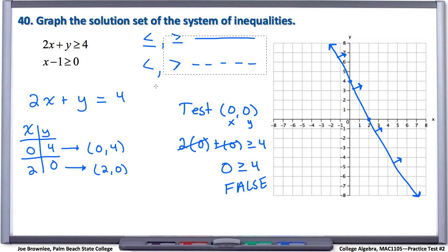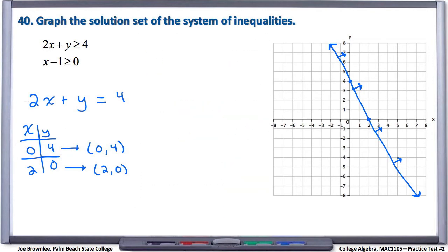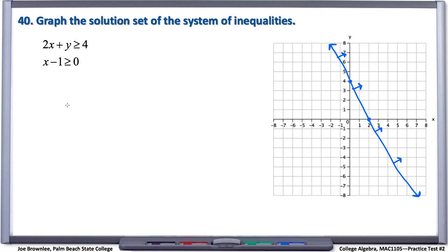I'm going to go ahead and get rid of all of this, and we'll take a look at the second inequality here. So we have x minus 1 greater than or equal to 0. Here we can see we only have a single variable. We only have x. So let's go ahead and get x all by itself. We'll do that by adding 1 to both sides. That leaves us with x is greater than or equal to 1. Let's go ahead and graph this line.